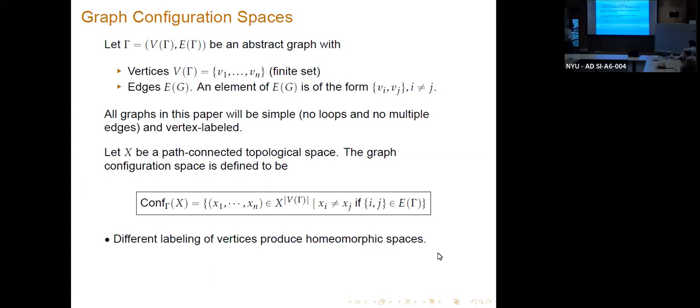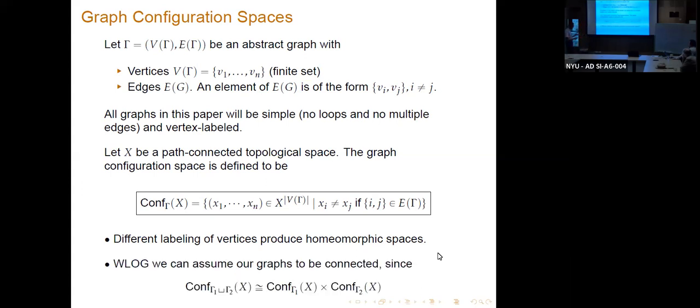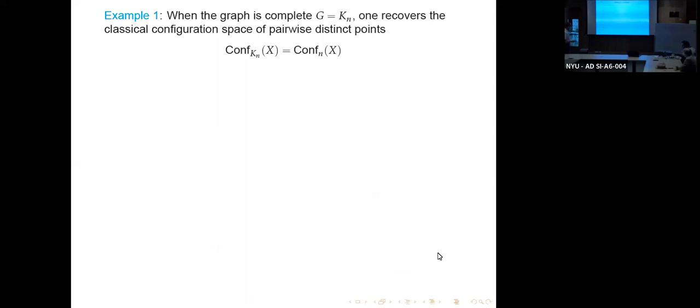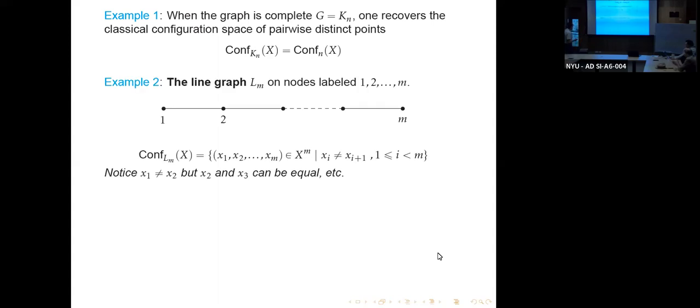Of course, they're labeled because these are ordered tuples, and different labelings produce homeomorphic spaces. If the graph is not connected, you get a splitting, so without loss of generality all graphs are connected, simple, with no loops. Then you get this nice space for any X, so it's a functorial construction. If you have a complete graph, where any two vertices are joined by an edge, you get the usual configuration space of distinct points, which people study a lot.